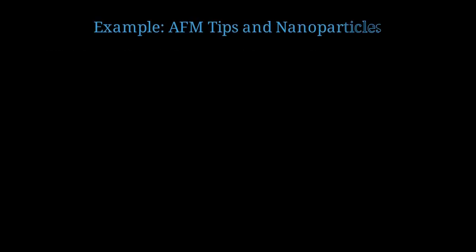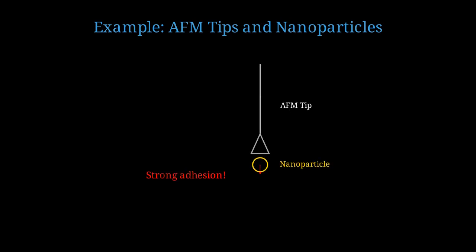Let's look at a real-world example that frustrated many researchers. Atomic force microscope tips unintentionally picking up nanoparticles. When an AFM tip approaches a nanoparticle to measure it, the tip often picks up the particle instead. This happens because the adhesion force is surprisingly large at this scale.